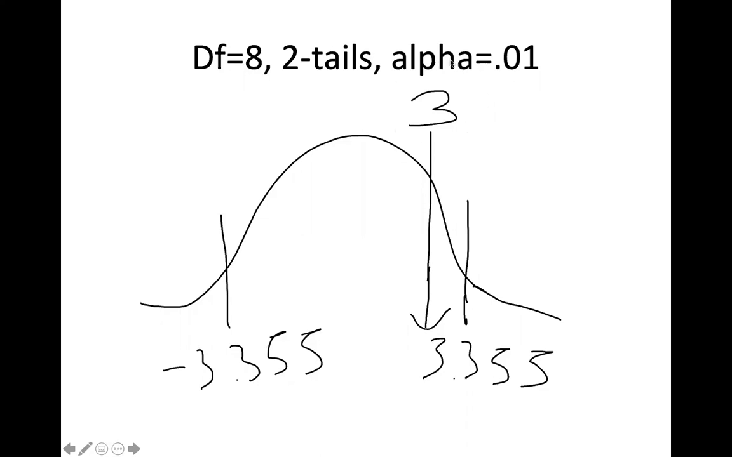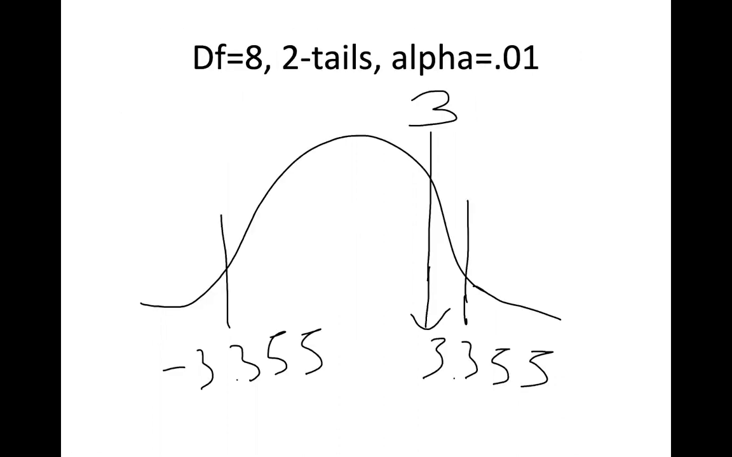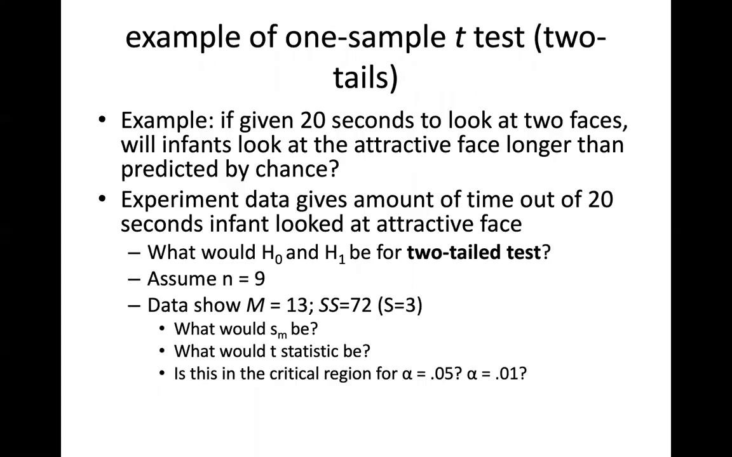You notice that the 3 is not in the critical region here. So we would have to accept the null hypothesis. We would say that there is not a statistically significant difference because the 3 is not in either of the critical regions. The 3 did not make it as far out as either of the two tails. It is inside this area right here, which is not the critical region. The critical region are these two tails, the parts beyond the critical T's. Okay, so that was a two-tailed test.